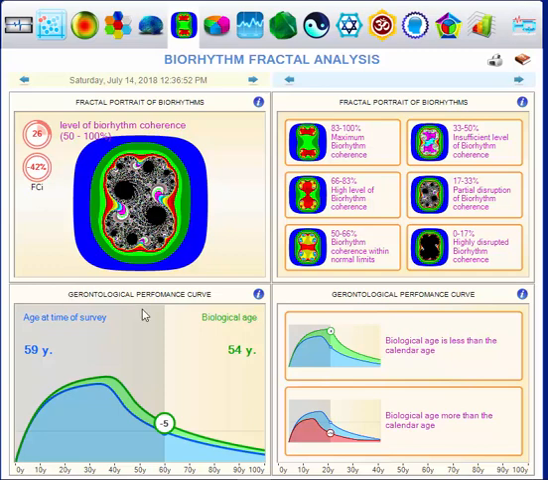Next one, we're looking at gerontological performance. Like I told you in the beginning, heart rate variability changes during aging, and this is why the curve over here is a database of the average for healthy people in different age groups. In this case, we see this particular person's age is 59, but the biological age performance is 54, so it's minus 5 years. This gives us an idea that even though this parameter is low, the biological age is still in the green zone, which is a good sign.